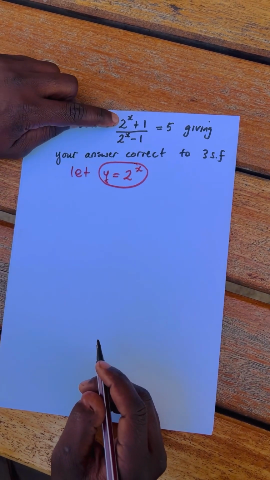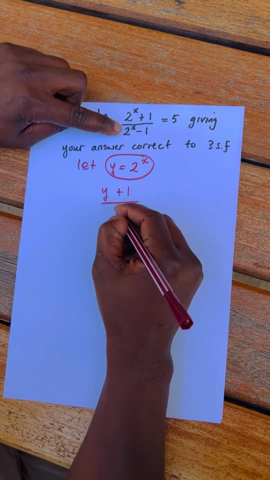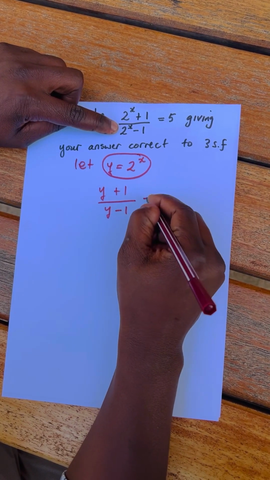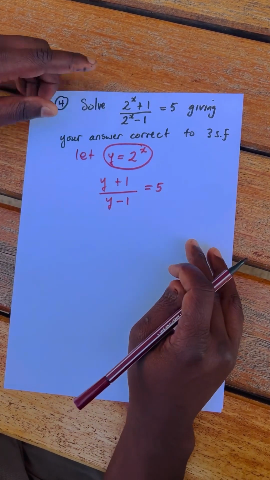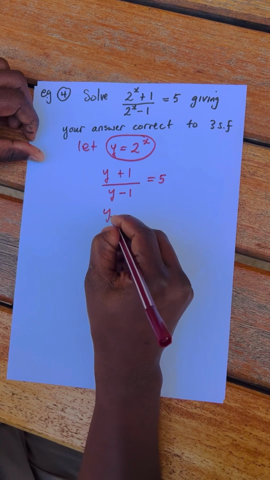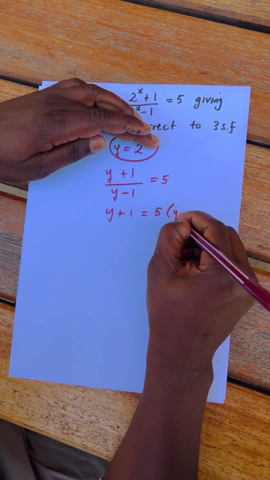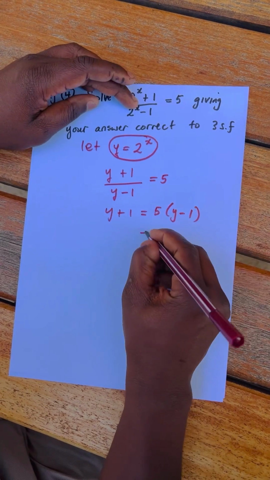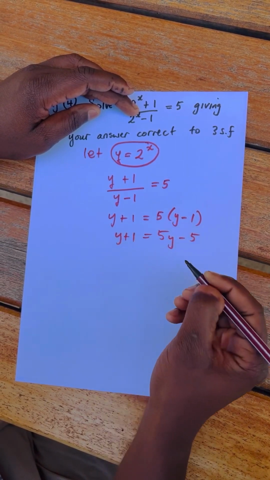So I'm going to substitute here: 2 to the power x is y, so (y plus 1) over (y minus 1) equals 5. So there I made my substitution. I have a simple equation. I cross multiply: y plus 1 equals 5 times (y minus 1). I can remove my brackets: 5y minus 5, y plus 1. It's a simple linear equation.